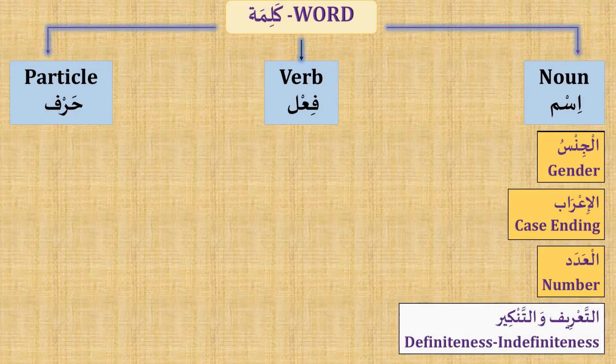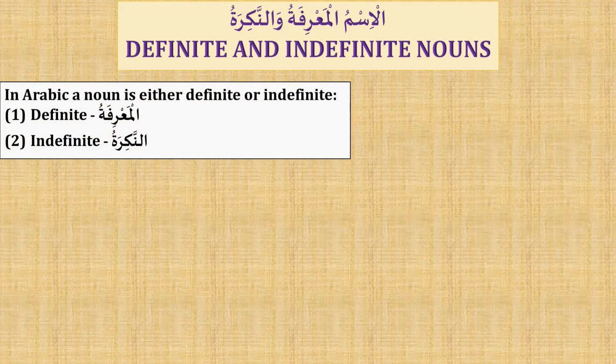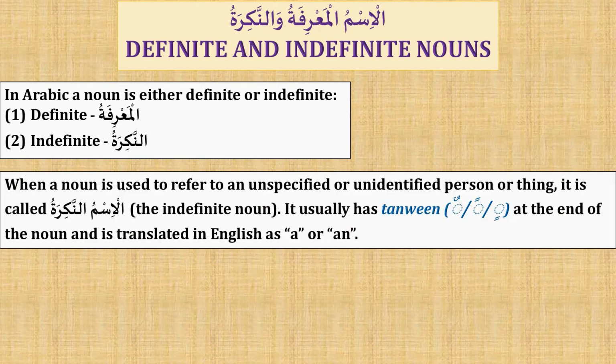And in today's lesson we are going to learn the last quality of Arabic noun, التعريف والتنكير, definiteness or indefiniteness, inshallah. الاسم المعرفة والنكرة, definite and indefinite nouns. In Arabic, a noun is either definite or indefinite. The first one, Al-Ma'rifah, definite, and the second one, Al-Nakira, indefinite. We'll start with the second one, inshallah.